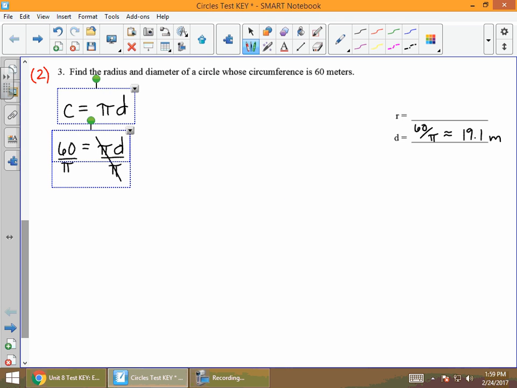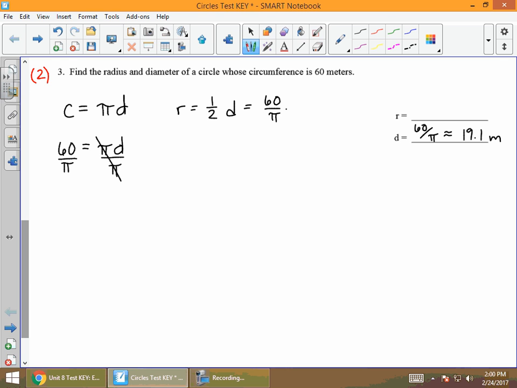All right, I'm going to move that over. So if the diameter is 60 over pi, and then the radius is half of a diameter, and I can just take this and multiply it by 1/2. So that means the radius is 60 over 2 pi, which is actually 30 divided by pi. So my radius is 30 over pi, which is about 9.5, something like that, 9.5 or 9.6 meters.